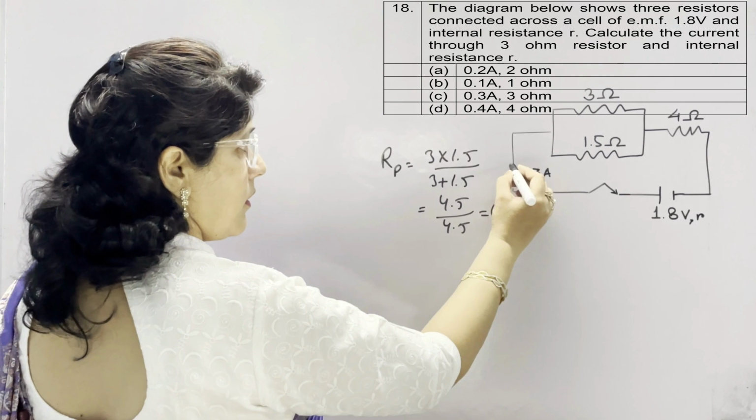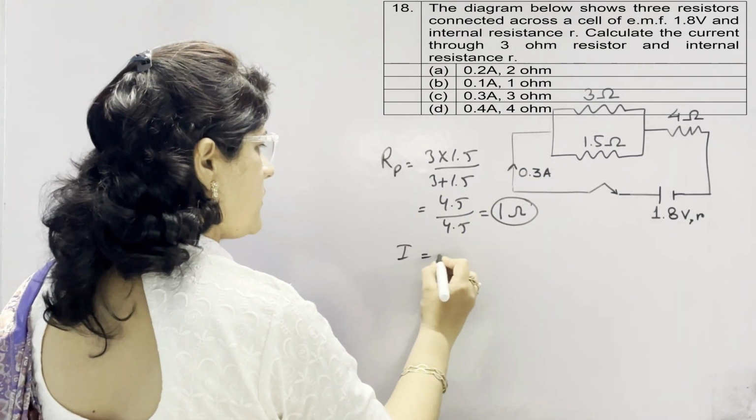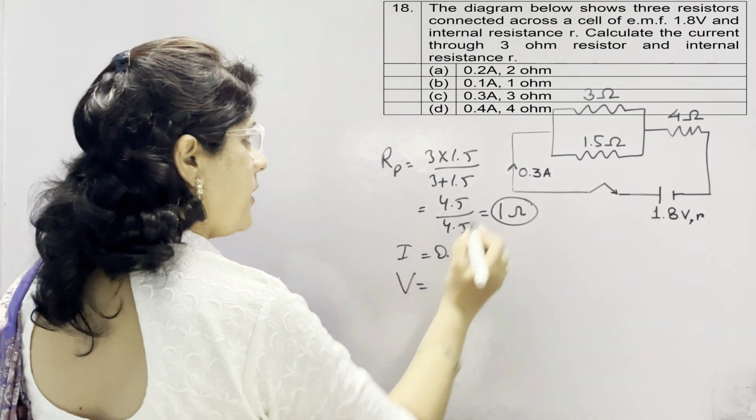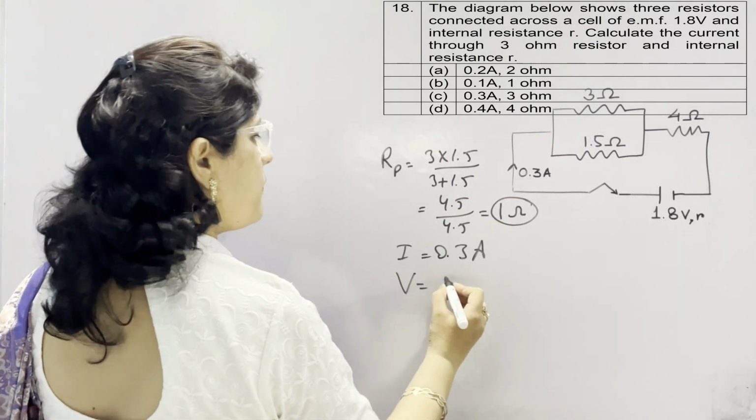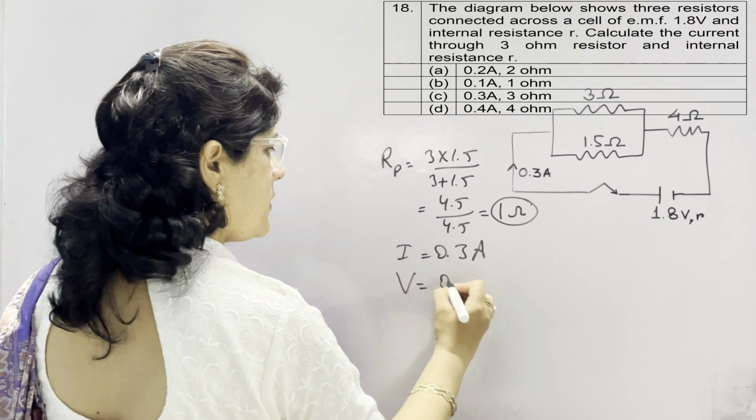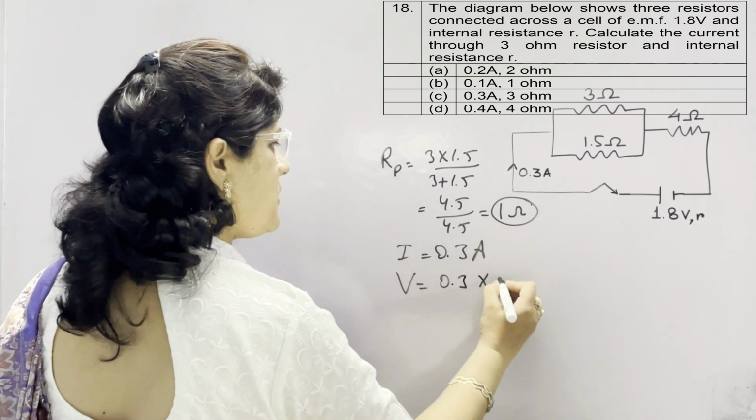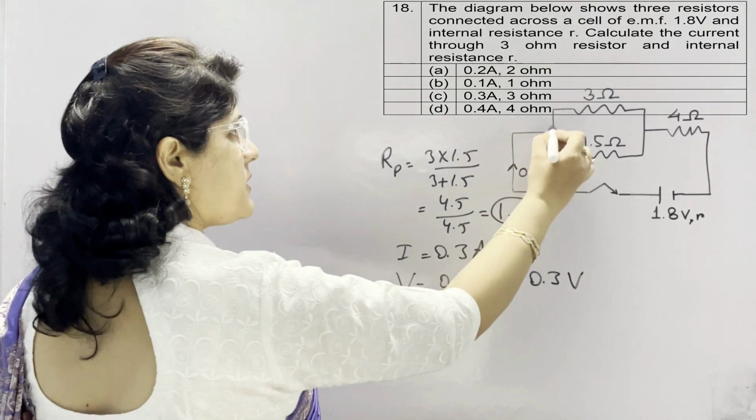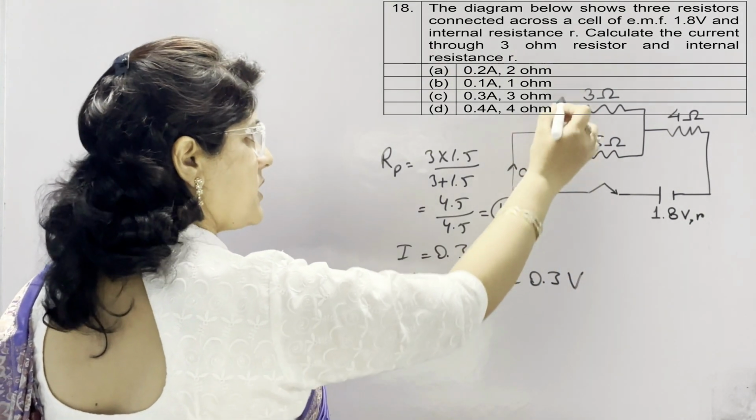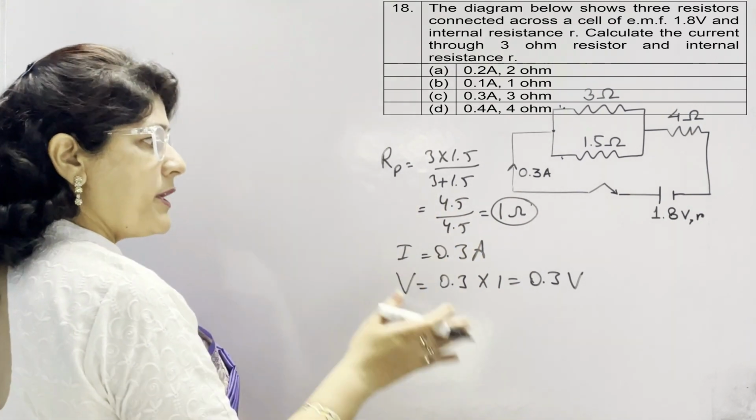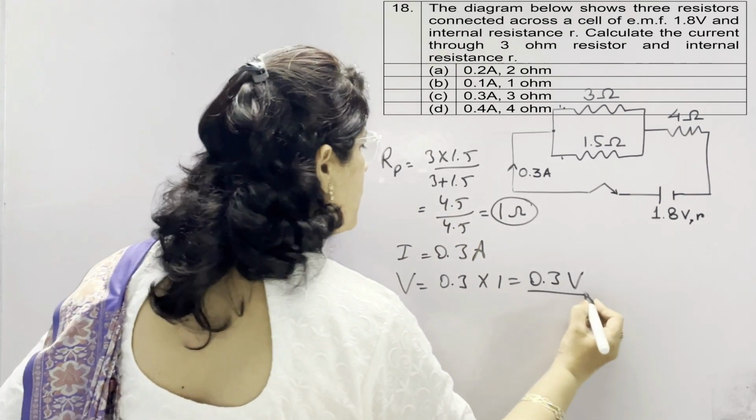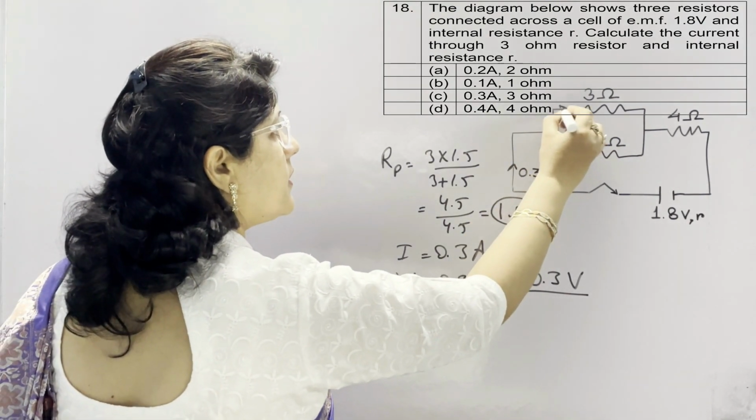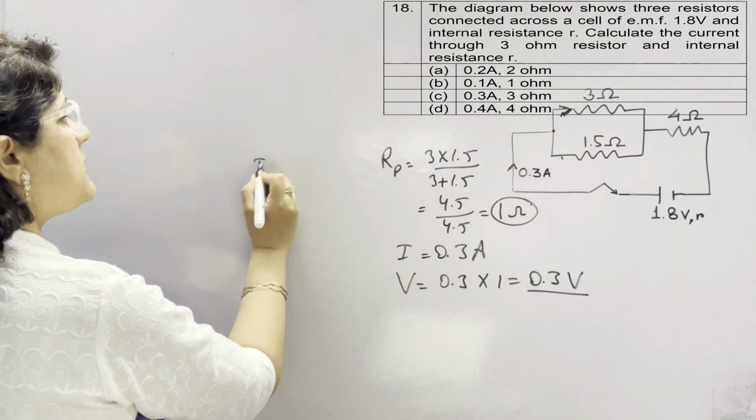Then current here is given I is equal to 0.3 ampere. Now in parallel combination voltage remains same, V is equal to IR. I is 0.3 and R is 1. So 0.3 volt is the voltage which is present in these two, because these are in parallel combination और parallel में voltage same रहती है. So voltage is 0.3 volt. But we need to calculate the current through 3 ohm resistor. So current, it means I1.